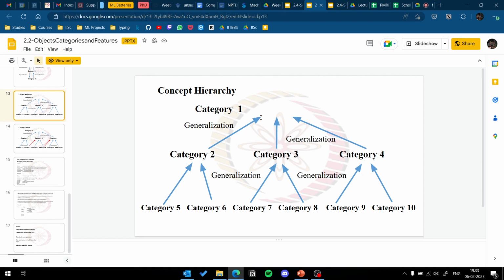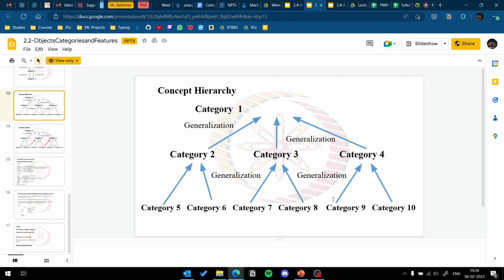Okay, let's start from category 1. Category 1 has some particular number of features, right? So from there, I can add some more features and specialize them into category 2, 3, and 4, right? And then I can add some more features and specialize them into category 5, 6, then 7, 8, like that.